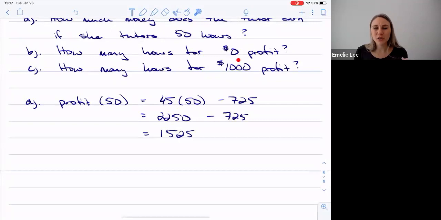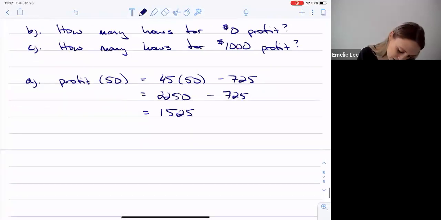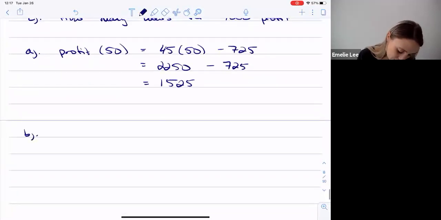We're not usually interested in making zero profit, but really what this threshold is is how much do I need to tutor in order to make a profit. In order to exceed zero profit, how many hours do I need to work? And then I might have some kind of goal profit number in mind, right? So just being able to work with these functions is going to be important.